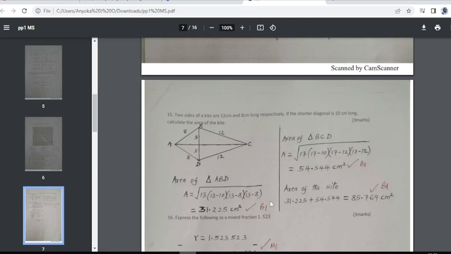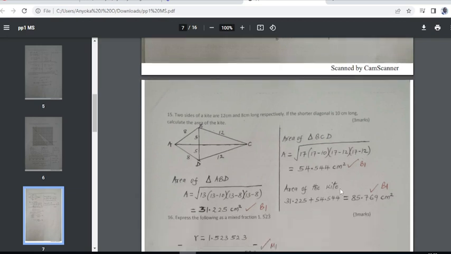Then we still use Hero's formula. We can find the triangle BCD, where S would be half of the perimeter. 12 plus 12, 24, 24 plus 10, 34, 34 divided by 2, 17. 17 into bracket 17 minus 10 into bracket 17 minus 12, 54 point. Area of the kite is the sum of the area of the two triangles, 85.769.